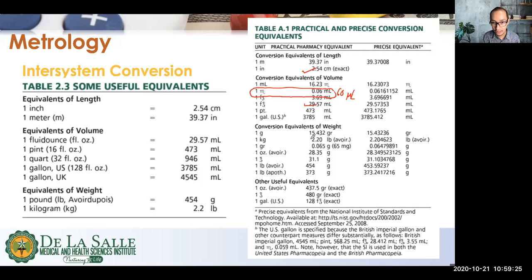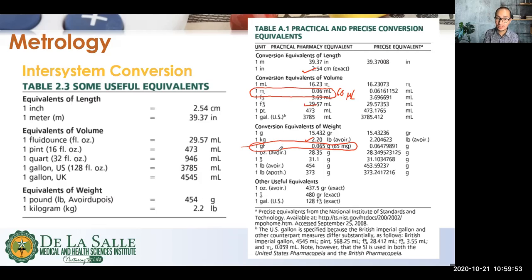Another thing that I will ask you to remember is the grain. Because all of these, you can convert. These are the only ones you can no longer convert; they have no basis. So, 65 milligrams. 65 milligrams are equivalent to a grain. So, 0.065 of a gram or 65 milligrams are equivalent to a grain.